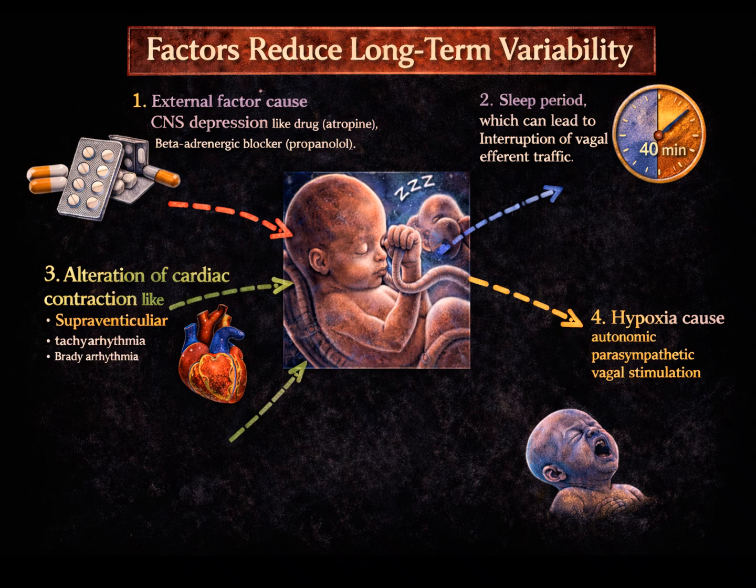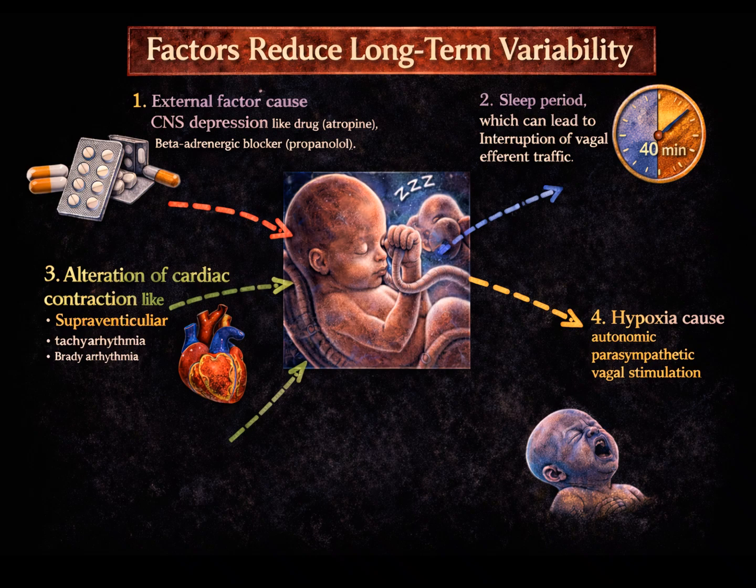There are several factors acting to reduce the long-term variability. Some of these factors are external factors causing central nervous system depression, like atropine and beta-adrenergic blockers, reducing the long-term variability. Sleep period, which can lead to interruptions of the vagal efferent traffic. If it exceeds 40 minutes, that is considered non-reassuring, and if it exceeds 50 minutes, it will be considered pathological.